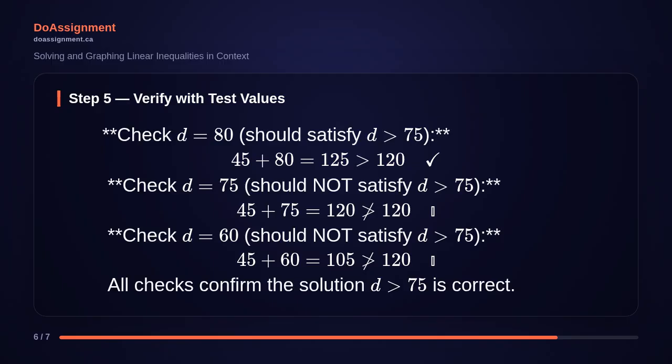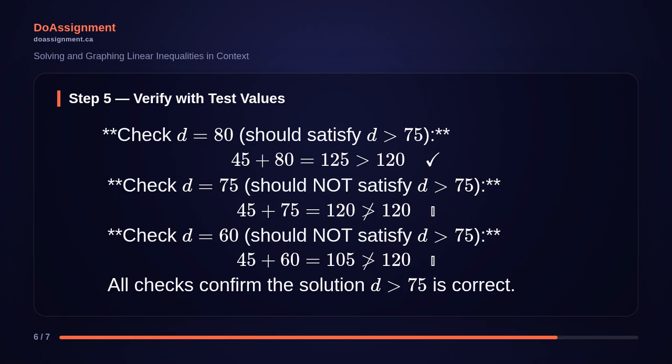Let's verify with test values. Plugging in D equals 80, 45 plus 80 equals 125, which is greater than 120. This works. Plugging in D equals 75, 45 plus 75 equals exactly 120, which is not greater than 120. This fails, confirming 75 is excluded.